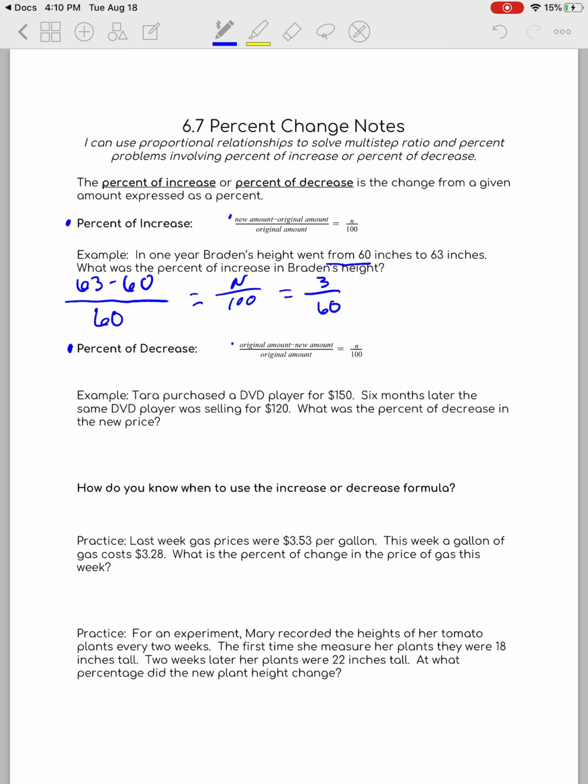63 minus 60 is 3. And you put that over top of 60. And now we cross multiply and we divide. You have 60n is equal to 300. Divide both sides by 60, and you will have 5. So n equals 5, or 5% increase.